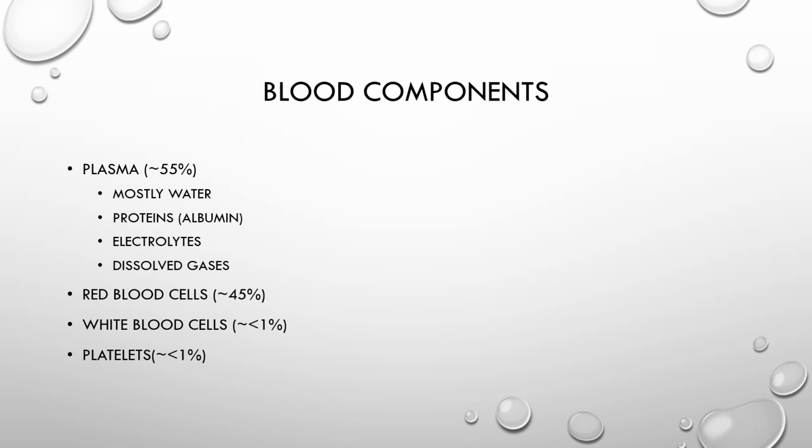We get our plasma out from our blood. We're able to separate all of this through plasmapheresis, and that's when they're able to pull and look at our electrolytes and our BMP. Next, we also have our red blood cells, which are about 45% of our blood, and then white blood cells and platelets combined make up less than 1% of our whole blood.